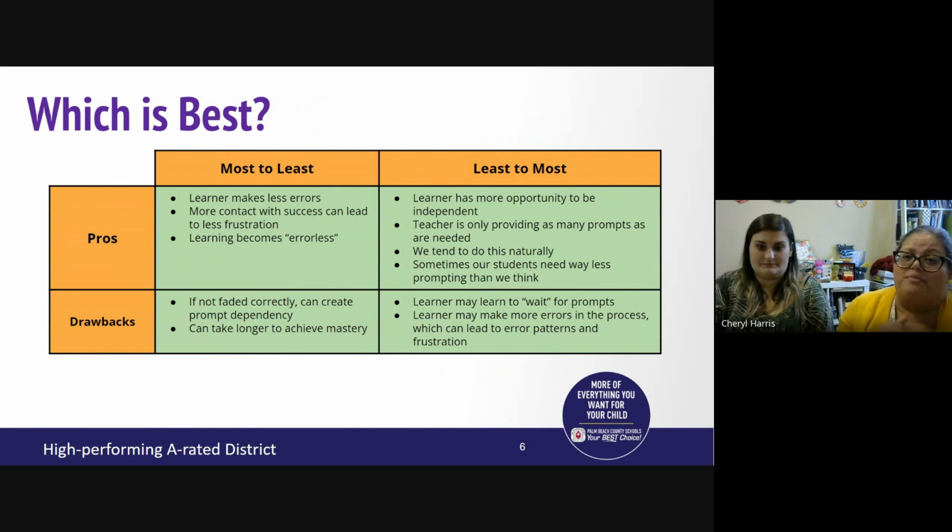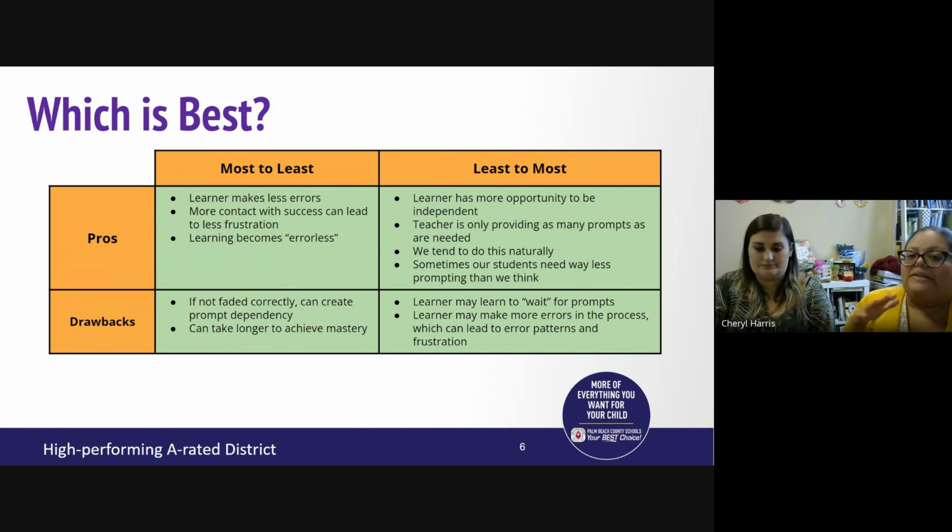There are some drawbacks for both. If not faded correctly, most to least can create that prompt dependency, which we talked about, and it can take a little longer to achieve mastery because they're waiting for us. So we want to find that balance, and the data can tell us that. Now, for least to most, the learner may learn to wait for prompts, so that might be a problem. Something to look out for. And then the learner might make more errors in the process, which can lead to those errors actually being what they learn instead of what we want them to learn.